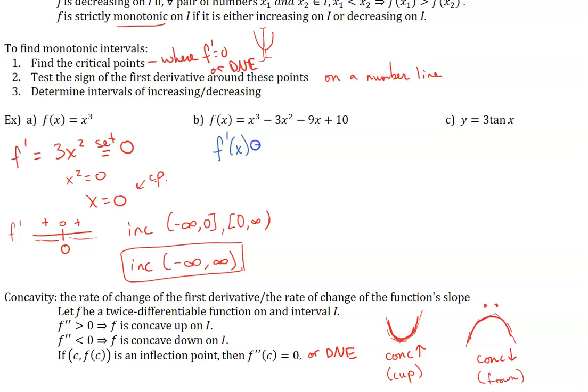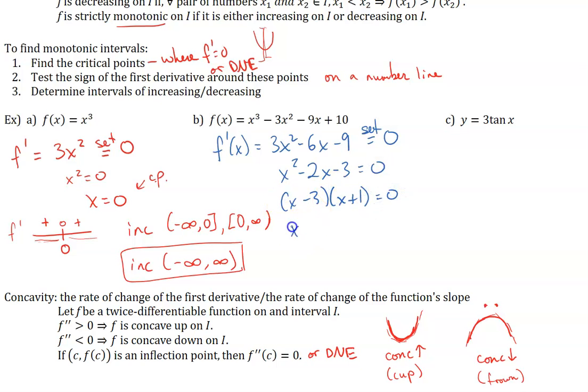So f prime is 3x squared minus 6x minus 9. And then we set this equal to 0. So to solve, we can divide the whole thing by 3. Okay, and then factor. So x is 3 and negative 1. So we have these two critical points here, okay? And then we need to do test points on a number line.